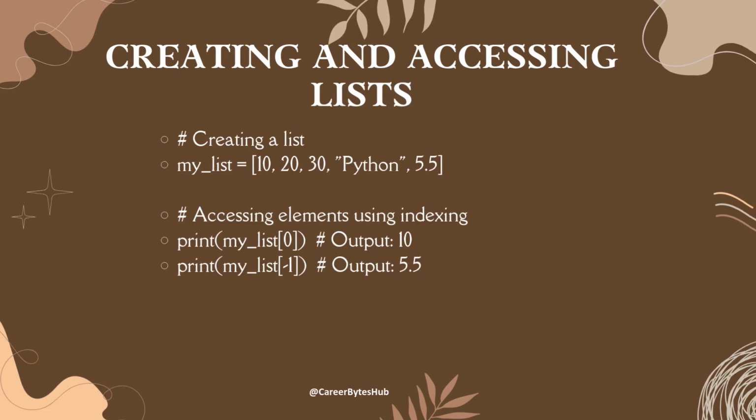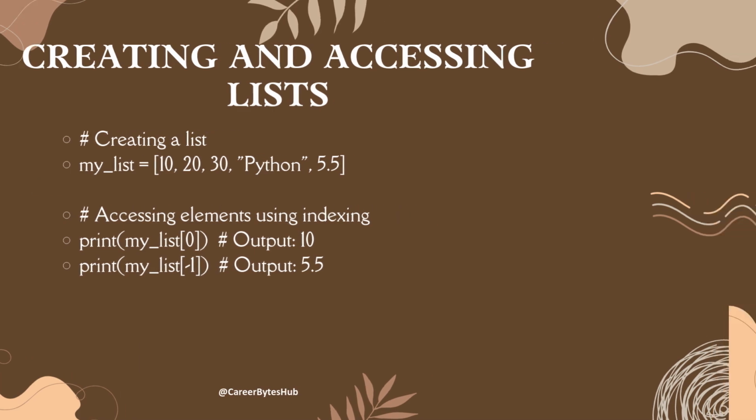In the last slide, we learned that lists can hold multiple data types. Now, let's see how to create and access lists. To create a list, we use square brackets and separate elements with commas. We can access elements using indexing, where the first element is at index 0, and negative indexing allows us to count from the end. As we have seen how to access single elements using indexing, now let's learn about slicing.